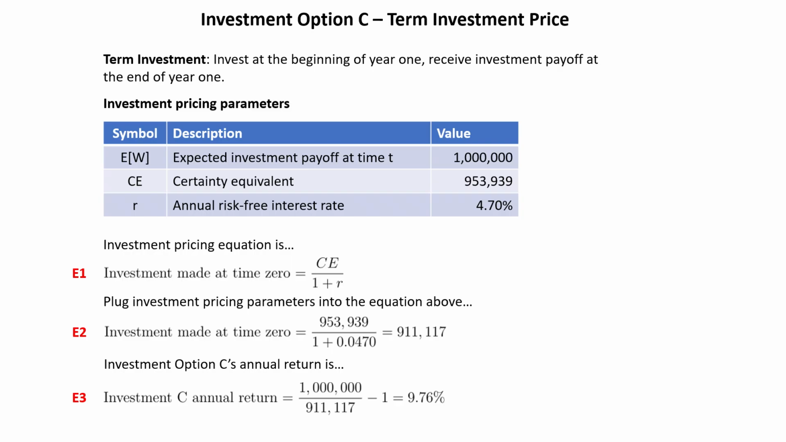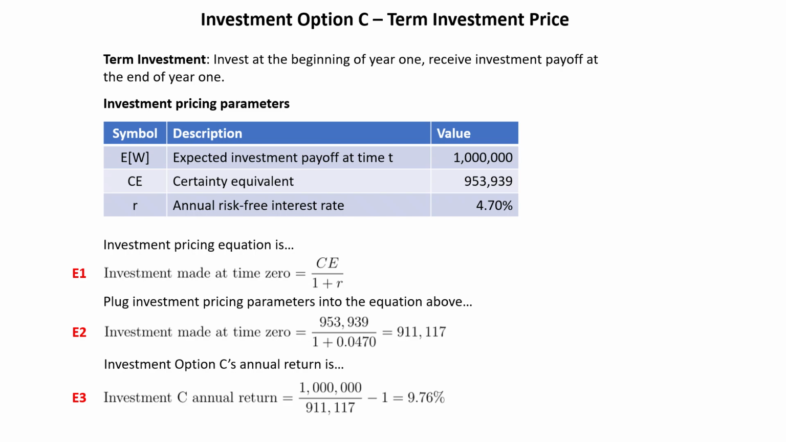So if you look at that table, our expected investment payoff at time t, in other words at the end of year one, is the probability weighting of all of the payoffs. So we expect to receive $1 million. The certainty equivalent of that $1 million is 953,931, which we calculated on the previous slide.